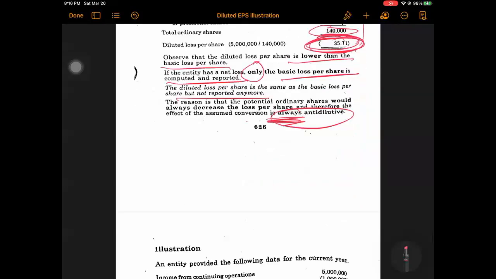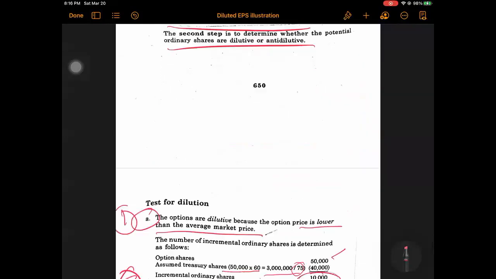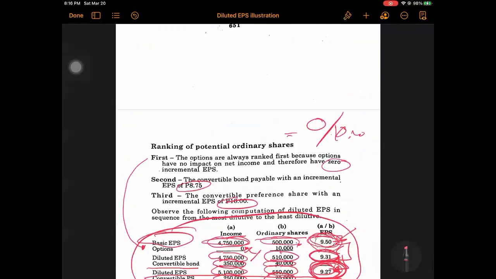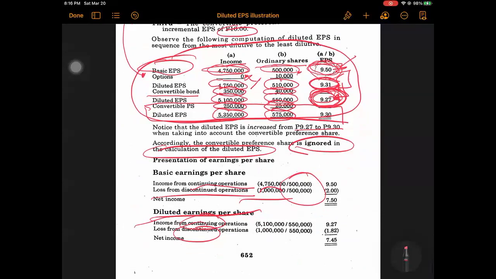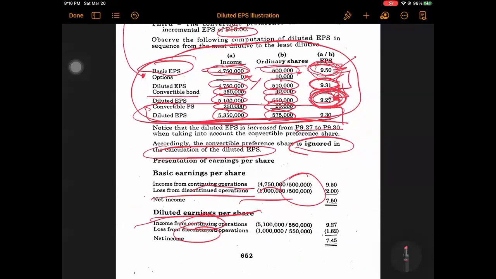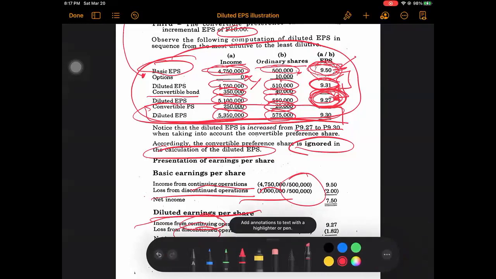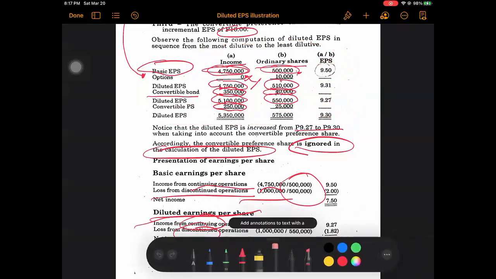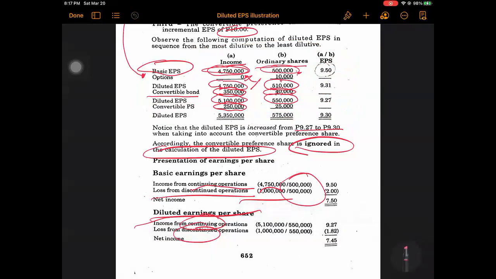Kanila yang gibuhat dire for illustration purposes, gi-appeal gyapon niya ang convertible preference share para makita kung ni-decrease ba gid siya or wala. Ana lang siya. So, asa ang final answer anang diluted earnings per share? 9.27. Okay, the answer is 9.27. Kanila, gi-compute lang niya for illustration purposes.